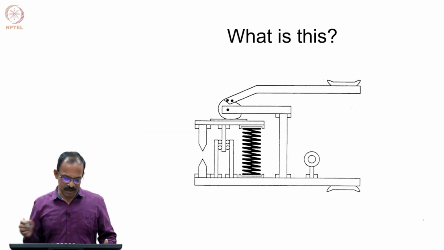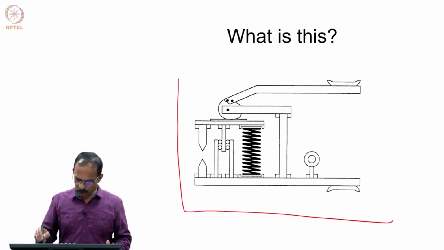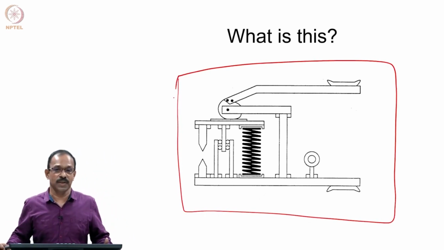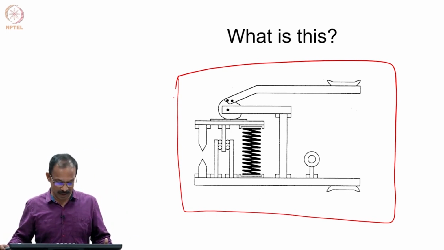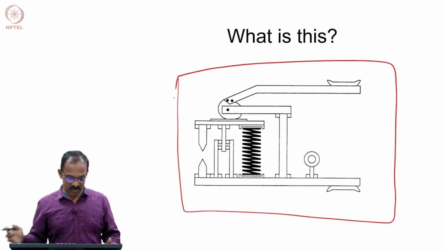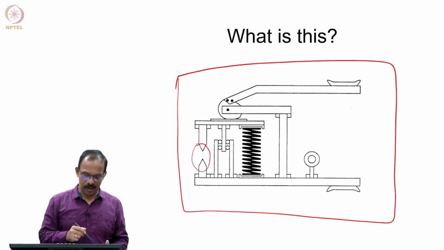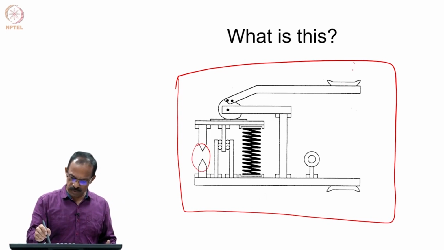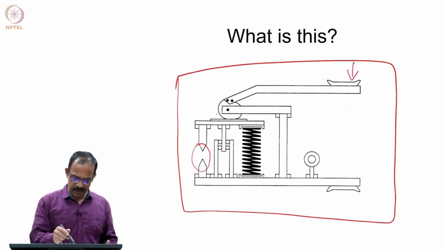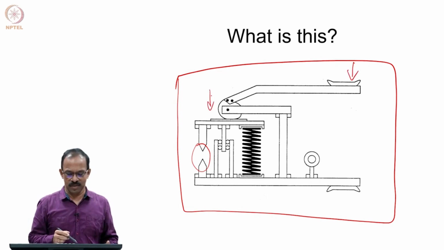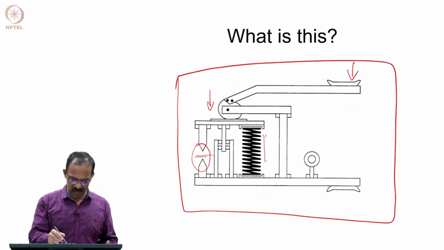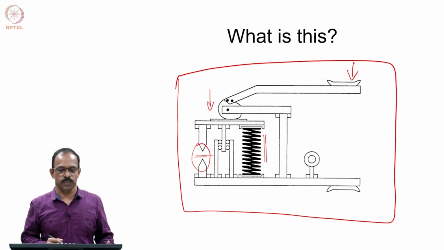So, this is another example. If you look at this product, can you identify what this is, or what it could actually represent? You can see there is a tool tip, a mechanism to apply some force, and a mechanism to increase the force, which can do some cutting operation. And there is a spring which can bring it back also.